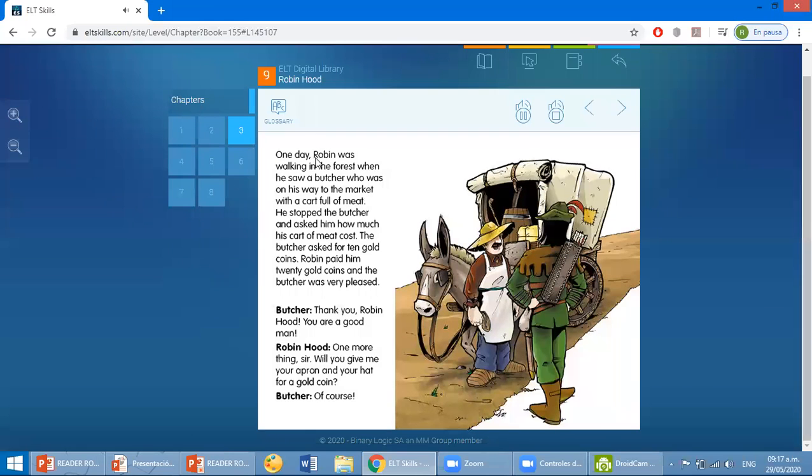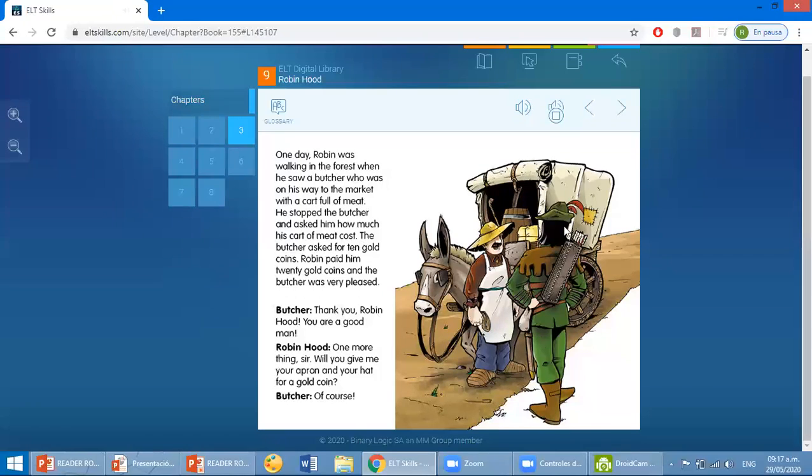One day, Robin was walking in the forest when he saw a butcher who was on his way to the market with a cart full of meat. He stopped the butcher and asked him how much his cart of meat cost. The butcher asked for 10 gold coins. Robin paid him 20 gold coins, and the butcher was very pleased. Thank you, Robin Hood. You are a good man. One more thing, sir. Will you give me your apron and your hat for a gold coin? Of course.